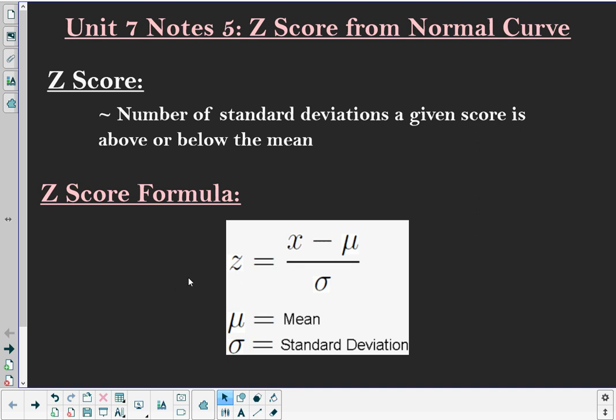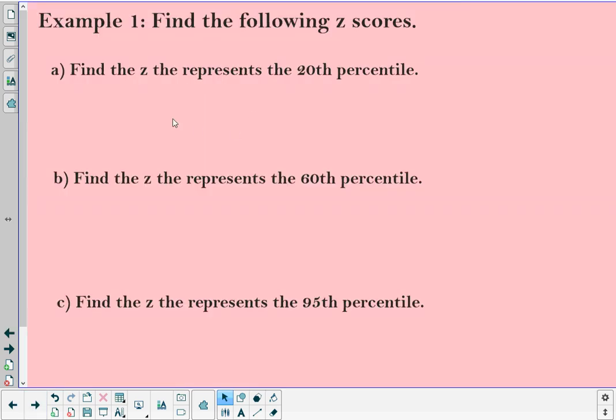Now we've seen that formula for a couple of days now, but we're going to work with it a little bit more today. So first, let's just do a couple of basic examples. It says, find the following z-score. Find the z-score that represents the 20th percentile. So we're just seeing some things in a couple of different phrases here.